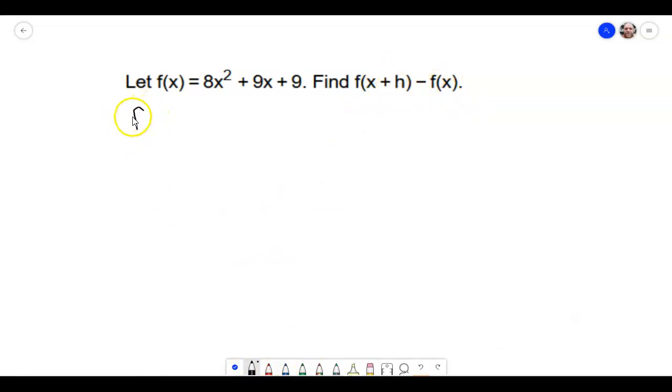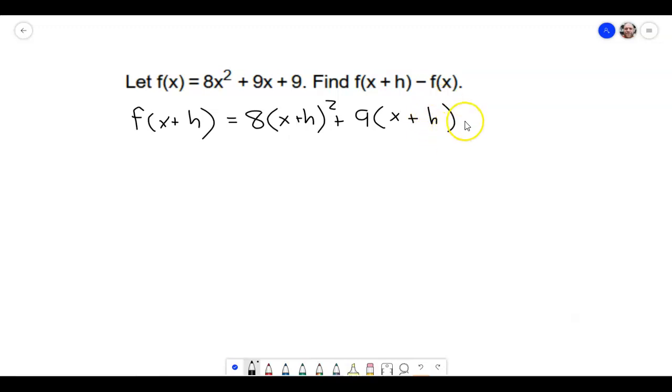So what is f of x plus h? Well, what we said was we go to the original function here, and wherever there's an x, we're going to replace it with an x plus h. So this is going to be equal to 8 times, and replace that x with x plus h, and we have to square it, plus 9 times, replace that x with x plus h, plus 9.